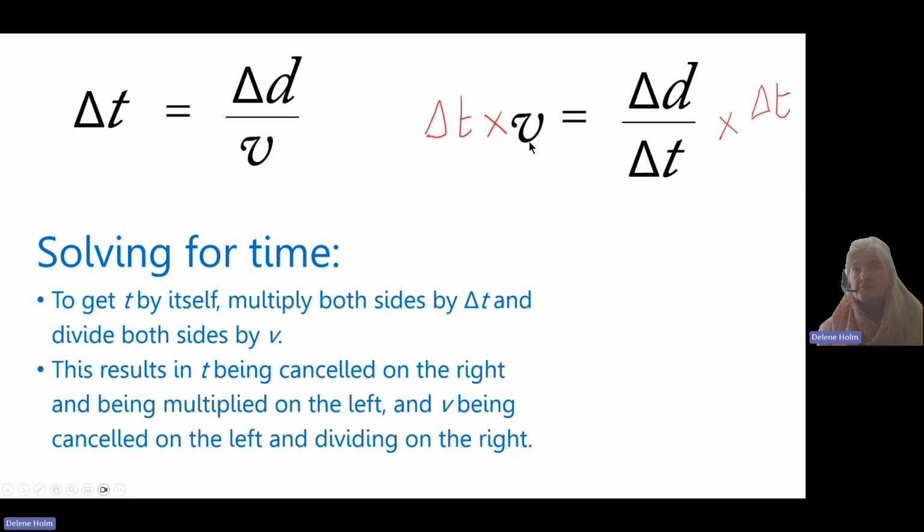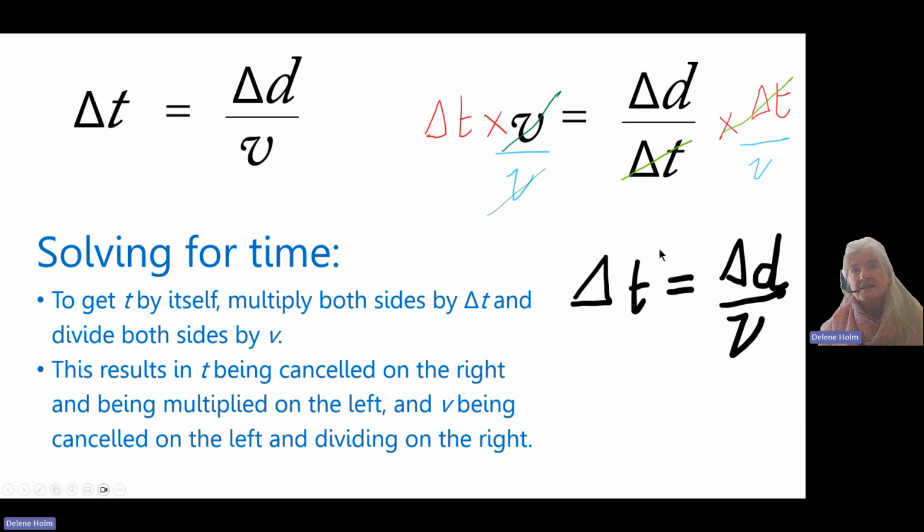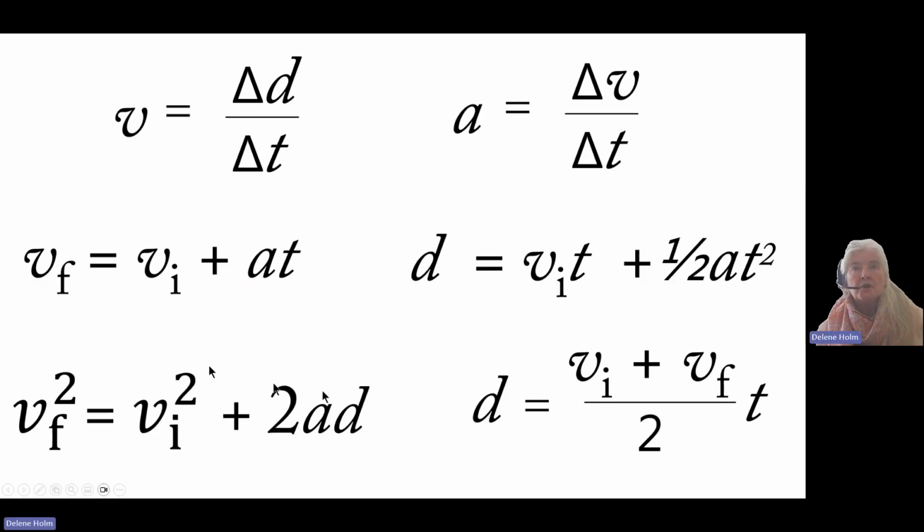But now I've got to get rid of the v because I want t by itself. So I divide both sides by v. The v's cancel out, the t's cancel out on the right-hand side, leaving me with my equation of change in time is the change of displacement divided by velocity. So here were our equations.